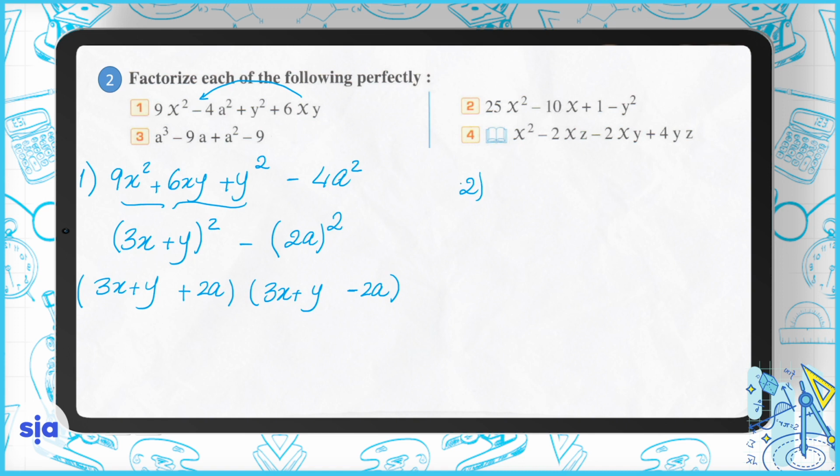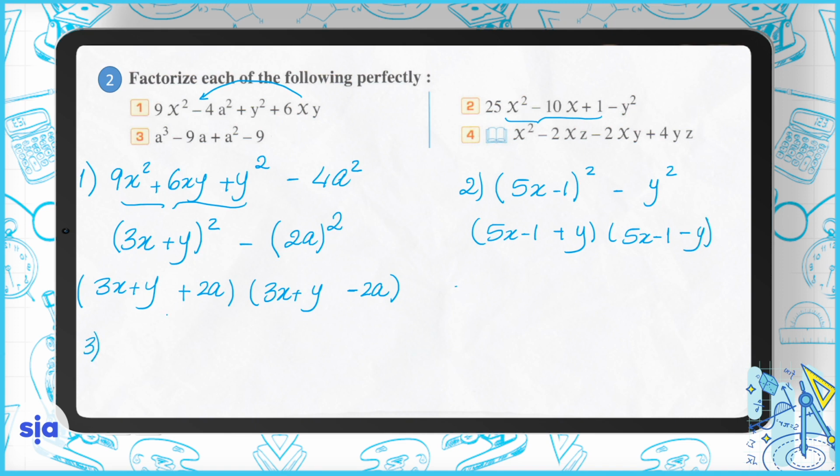Question 2. The three terms here are forming a perfect square as 5x minus 1 all squared, and then we have the y squared. To factorize this, here are the two brackets. Between the first and second term, in one bracket it's a plus, in the other it's a minus, and then it's 5x minus 1 plus the y, and 5x minus 1 minus the y.